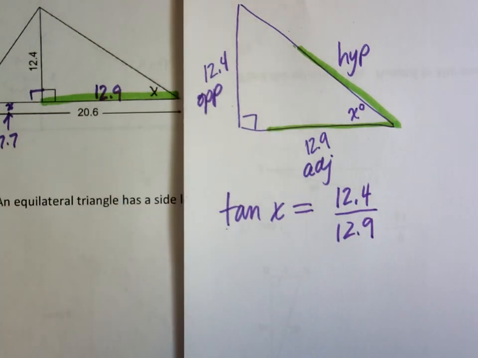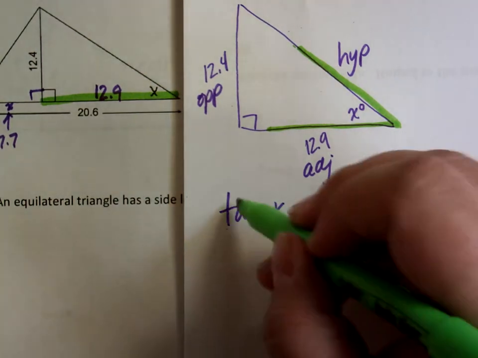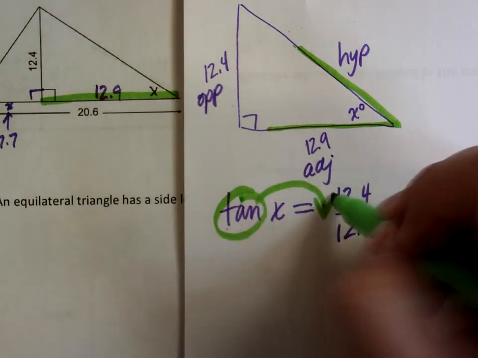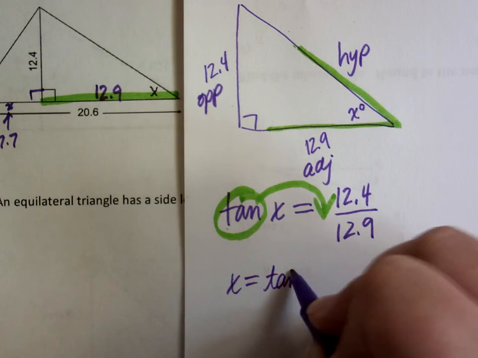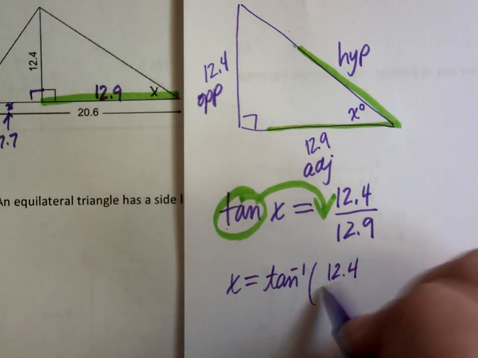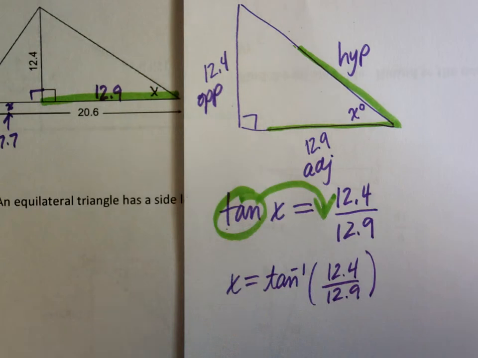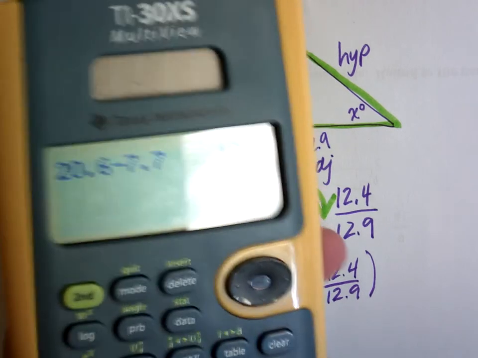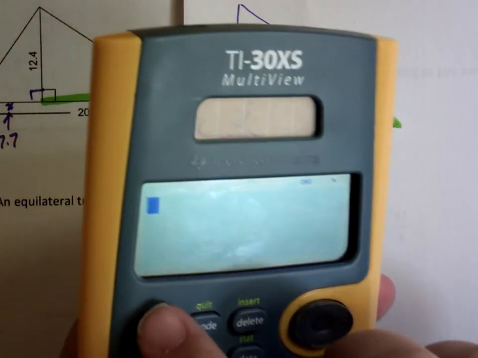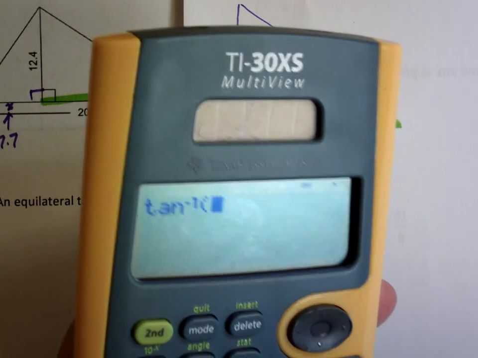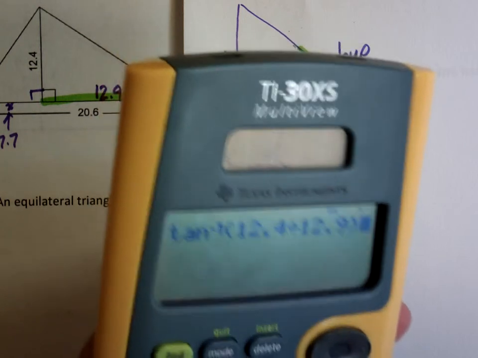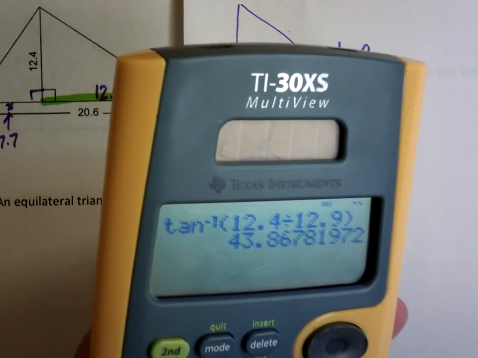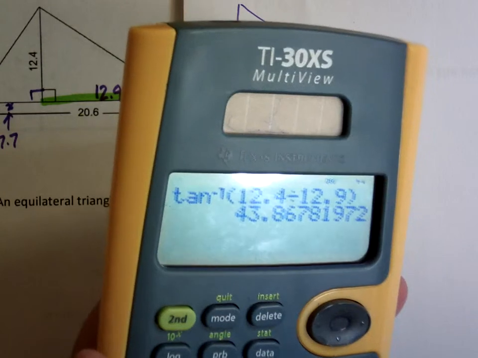Remember, it's when you don't know the angle that you use the inverse. Basically, I'm using the inverse to pluck the tan off this side and move it to the other side. X equals inverse tan of 12.4 over 12.9. So in my calculator, I'm going to do inverse tan, second tan, 12.4 divided by 12.9. I get 43.86, which rounds to 43 degrees.